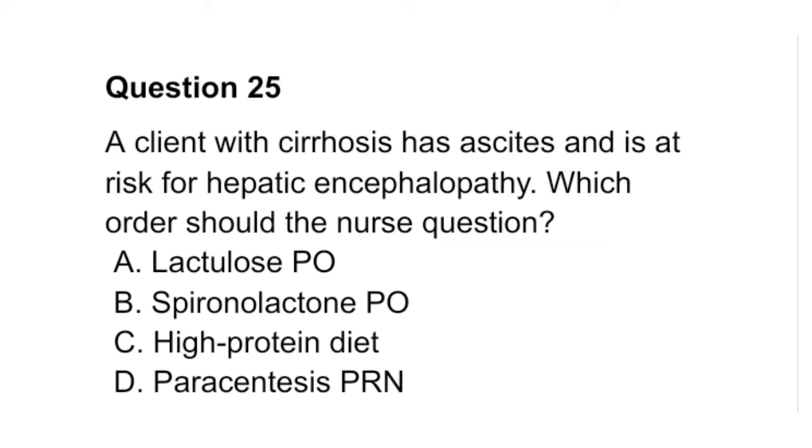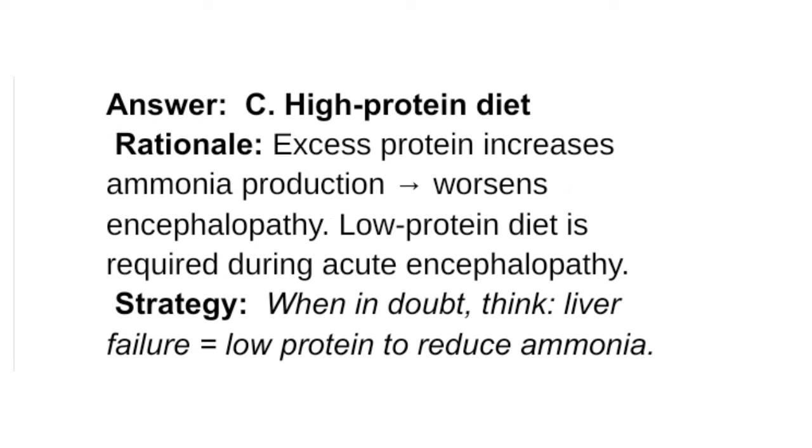Question 25. A client with cirrhosis has ascites and is at risk for hepatic encephalopathy. Which order should the nurse question? A. Lactulose PO. B. Spironolactone PO. C. High protein diet. D. Paracentesis PRN. Answer: C. High protein diet.